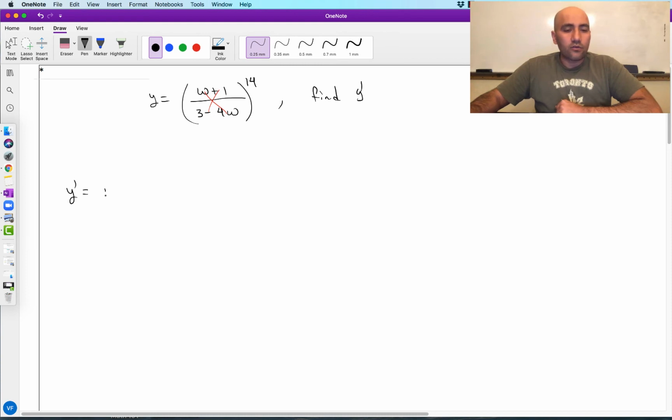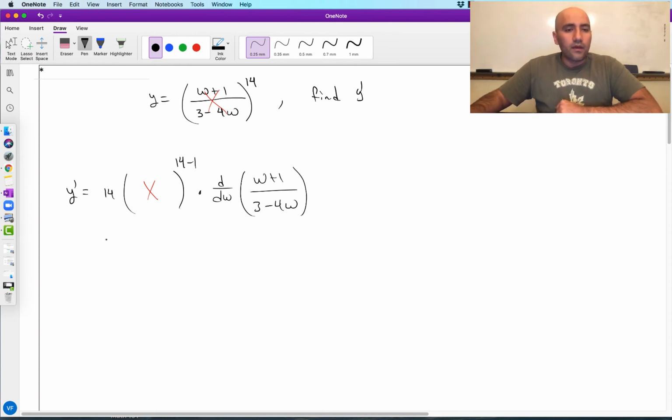So this is going to be equal to 14 times the inside part. Again, we're pretending that this is just one simple letter x, to the power of, and then we take the exponent and subtract 1, so it's going to be 13. Okay. Remember that there's a penalty for doing this. We got to multiply times the derivative of this that we pretended was a simple little letter. So now we got to do the derivative with respect to w, d/dw, of the inside part, which is (w plus 1) divided by (3 minus 4w).